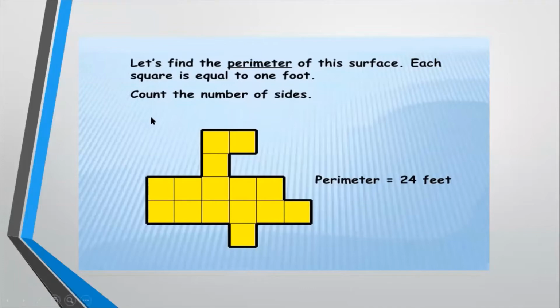Now look, can you see my mouse arrow on the screen? Yes. So here you have, this is 1. Now another square, this is 2, this is 3, this is 4, this is 5, this is 6, this is 7, this is 8, this is 9, this is 10, 11, 12, 13, 14, 15, 16, 17, 18, 19, 20, 21, 22, 23 and 24. So the perimeter is 24.